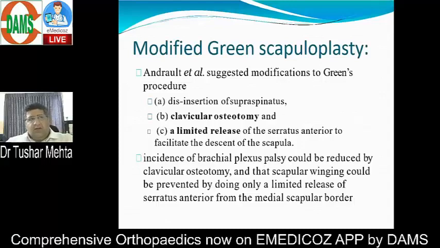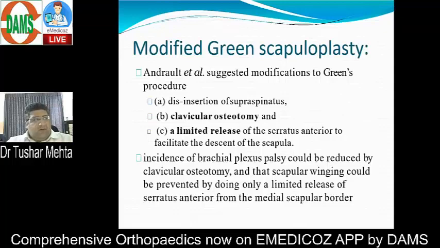Now again, the Potte's procedure was modified by Schrock. The Green scapuloplasty was again modified. Now what they say is that first of all, disinsertion of supraspinatus. Okay, fine. Then they say that you do a clavicular osteotomy. In Green scapuloplasty, we were doing an osteotomy in the suprascapular border along with the acromial base. They say that no, you have to do a clavicular osteotomy, and then you have to do a limited release of the serratus anterior to allow the descent of the scapula.